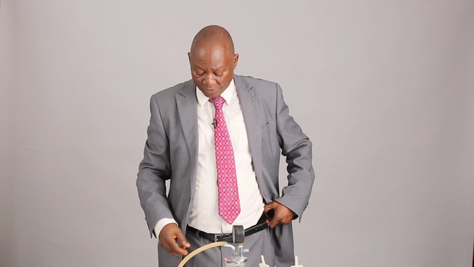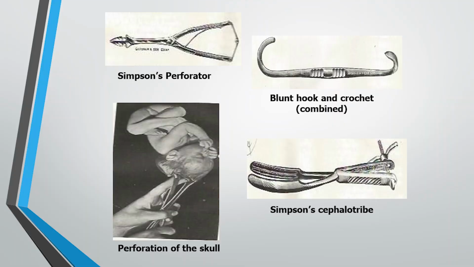It occurs in about 0.99%. So these are the examples of what we are talking about. Look at the Simpson's perforator forceps. I'm here with a Simpson's perforator forceps, the first one that you will use after making an incision at the anterior fontanelle. Make a wide incision.